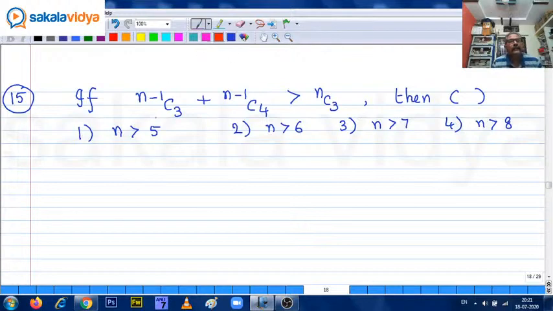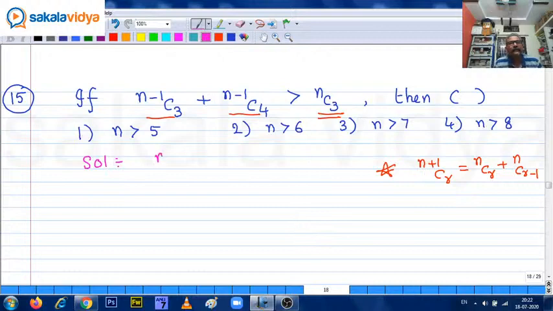Right. n minus 1 C3 plus n minus 1 C4 greater than n C3. So we have this formula: n plus 1 C r equals n C r plus n C r minus 1. Using this formula, the left hand side can be written as n minus 1 plus 1, n C r, where r value is 4. Understood now? So n C4 greater than n C3.